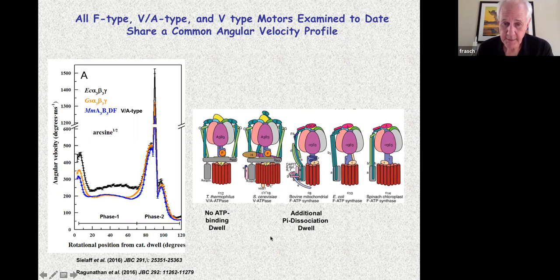And another lab has also looked at the bovine as well as human, and they find that in this group, there is an additional phosphate dissociation dwell that occurs right out here. Again, we have no idea why there is a difference. What's the basis for those differences?